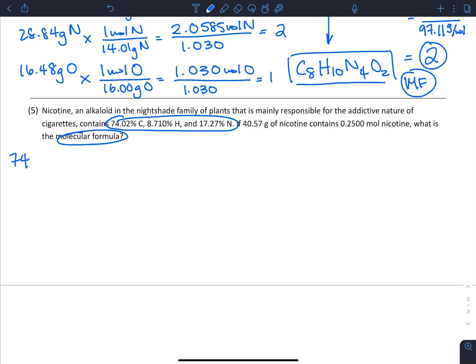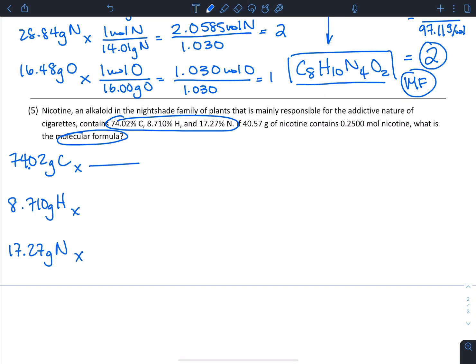So 74.02 grams of carbon, 8.710 grams of hydrogen, and 17.27 grams of nitrogen. I'm going to do mass to moles with molar mass. So 1 mole of carbon is 12.01 grams. That's going to give me a value of 6.1632 moles of carbon.